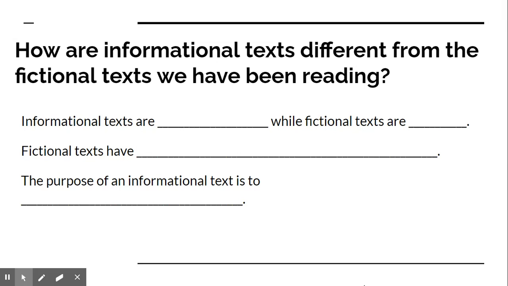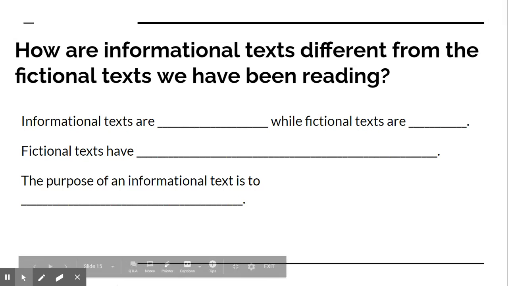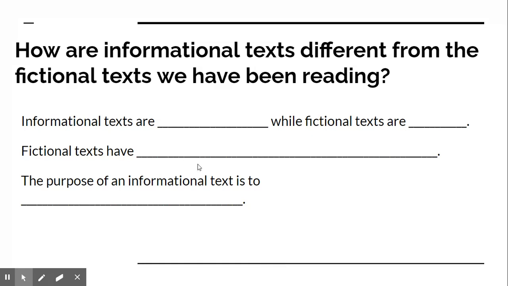So before we start our mini lesson, let's answer this question. How are informational texts different from the fictional texts we have been reading? So we're going to pause and think about your answers to this question. How do informational texts and fictional texts compare? You might use one of these sentence stems to help you. Informational texts are blank, while fictional texts are blank. Fictional texts have blank. The purpose of an informational text is to blank. All right, so let's pause and then we will discuss.